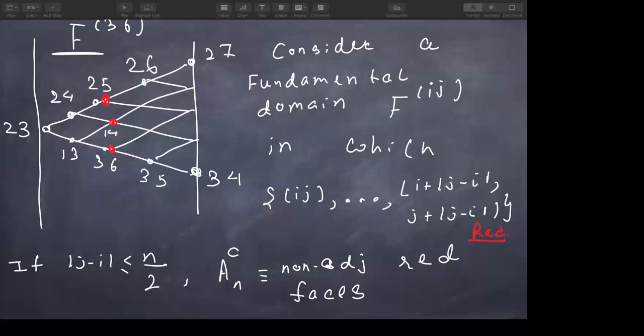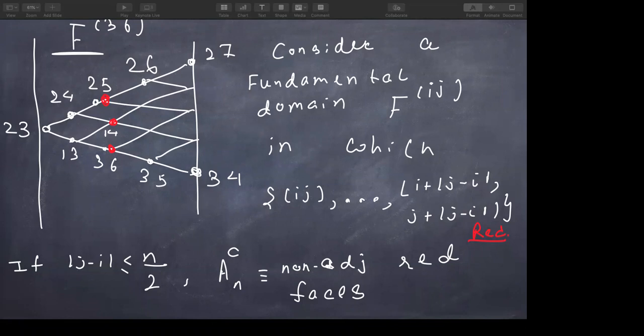Maybe I can explain it in this example. If I had taken 3,5 in the initial slice to be red, then you can see that 3,5 will go to 4,6, then it will go to 1,5. And 1,5 and 3,5 will be red, but 1,5 is adjacent to 3,5. They don't intersect. Then you would have got adjacent red faces.